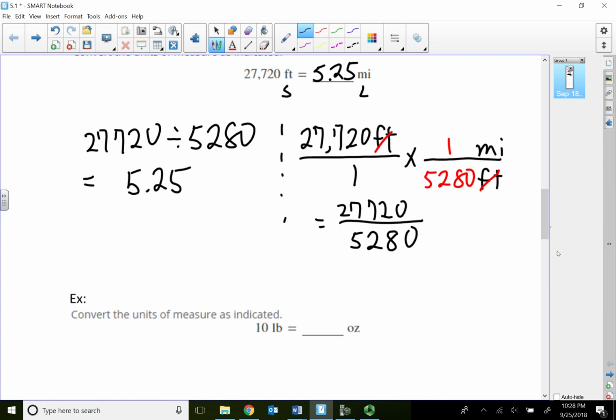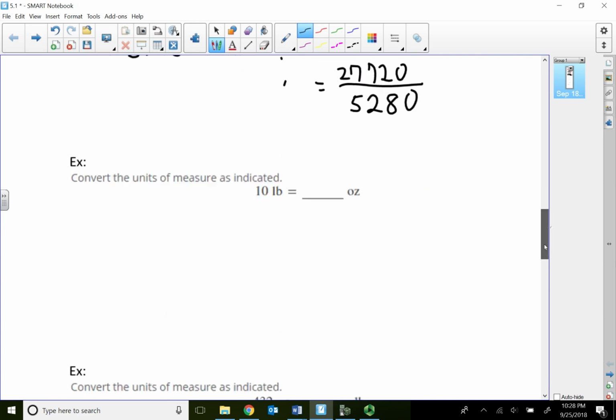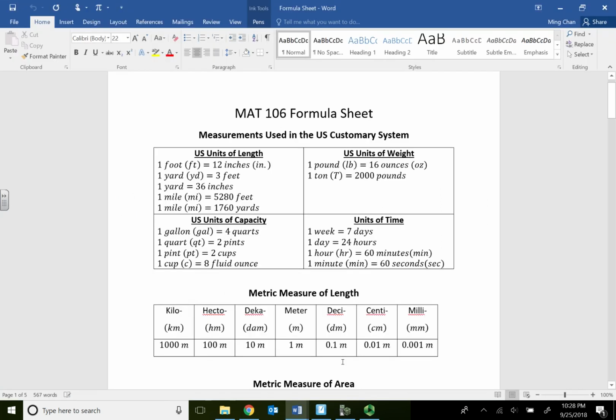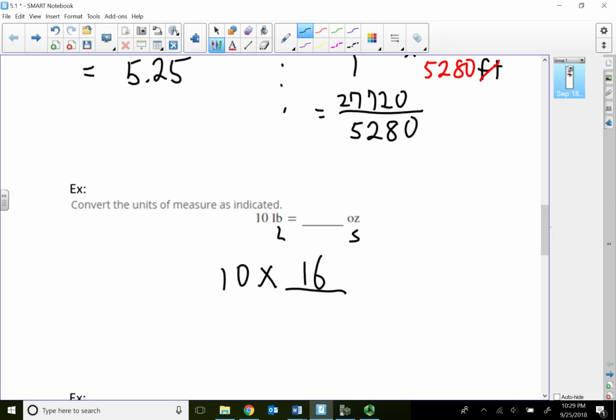All right, this is weight. Pound to ounce is weight. So we know pound is larger than ounce. So from large to small, we will multiply. So I take my 10 pound and multiply by what number? Well, what's the conversion between pound and ounce? For weight, pound and ounce is 16. So that's the number I multiply, 16. So 10 times 16, my answer, 160 ounce.